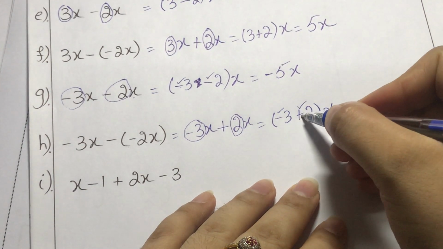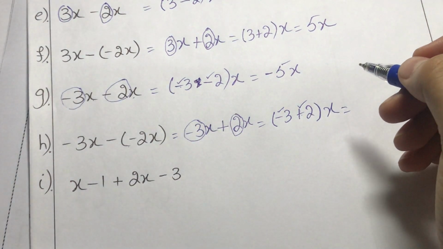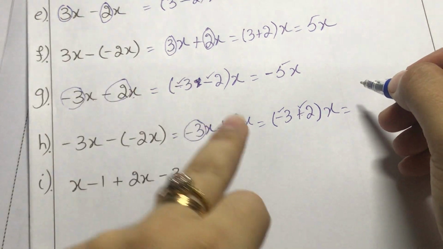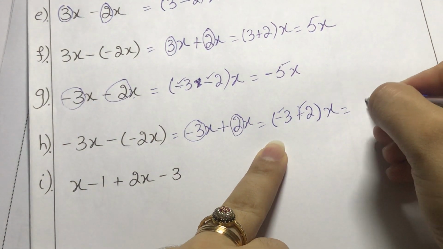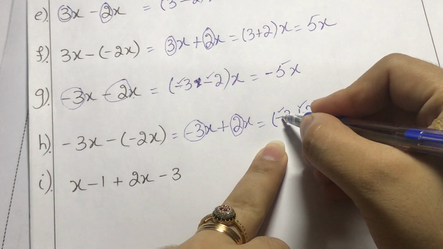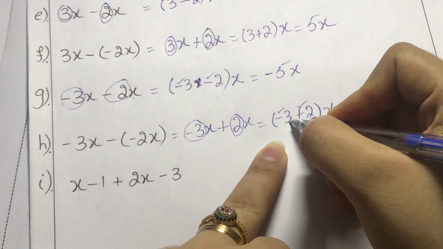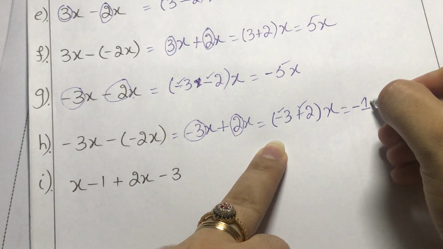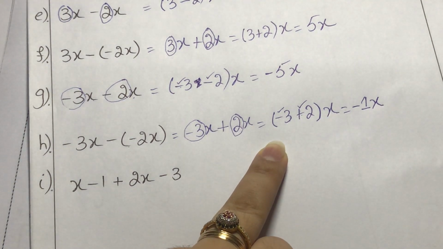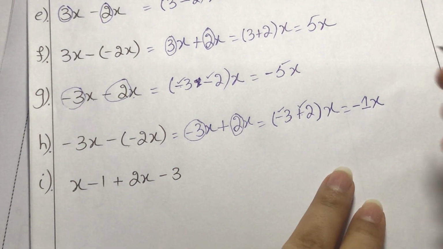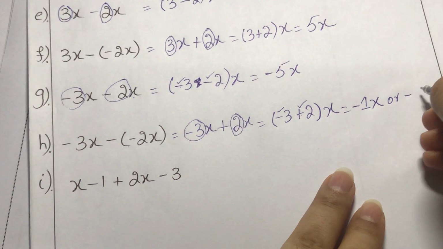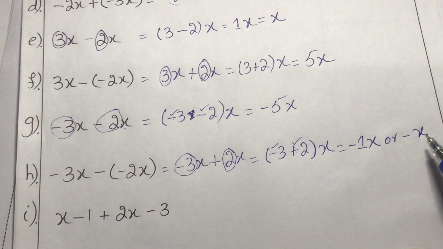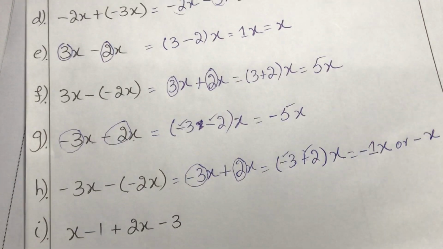Now you can see here we have two different signs. One is negative and one is positive. So for two different signs, what we will do? We will subtract. So 3 minus 2 is 1, and keep the sign of your greater number. What is your greater number? 3. So its sign is negative, so our answer will be negative 1. And don't forget to write your variable. So it's negative 1x, or it can be written as negative x. When there is no coefficient with a variable, that means it's 1.